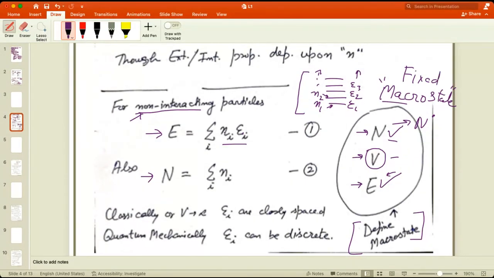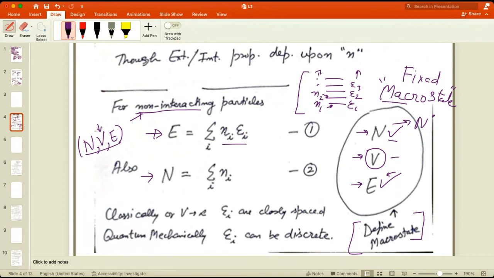In literature you will see the macrostate defined like this: N, V, E. By now you must understand this is the number of particles in the system having total energy E, following this constraint, and occupying a volume in space V. This is how you define a macrostate.